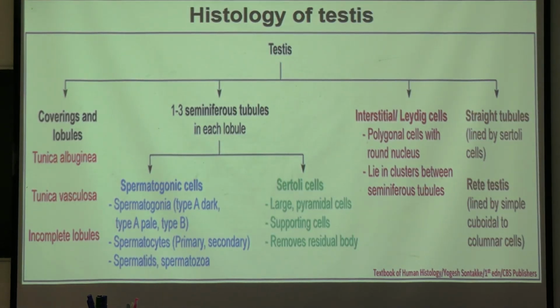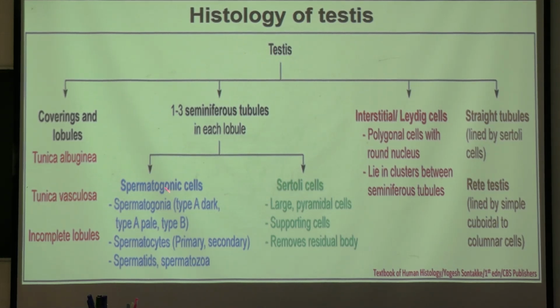So this is the summarization of histology of testis. It has coverings and lobules. Coverings are tunica albuginea and tunica vasculosa, and these coverings are enfolding, giving septa to divide the testis into incomplete lobules. There are 1 to 3 seminiferous tubules in each lobule.